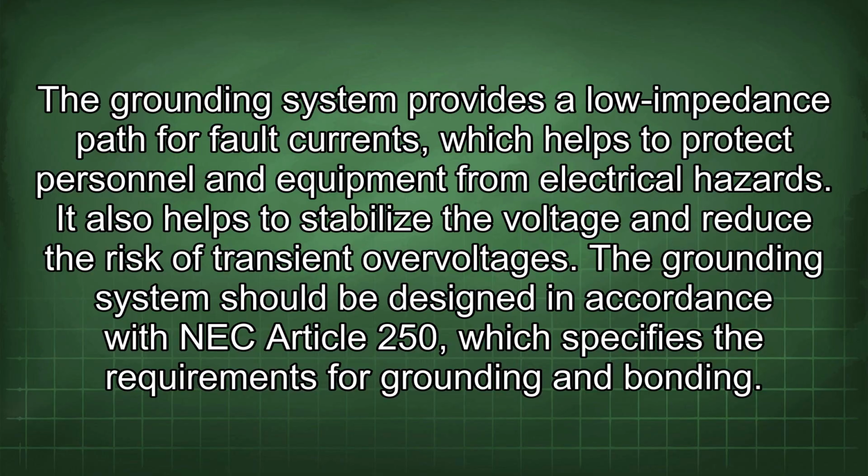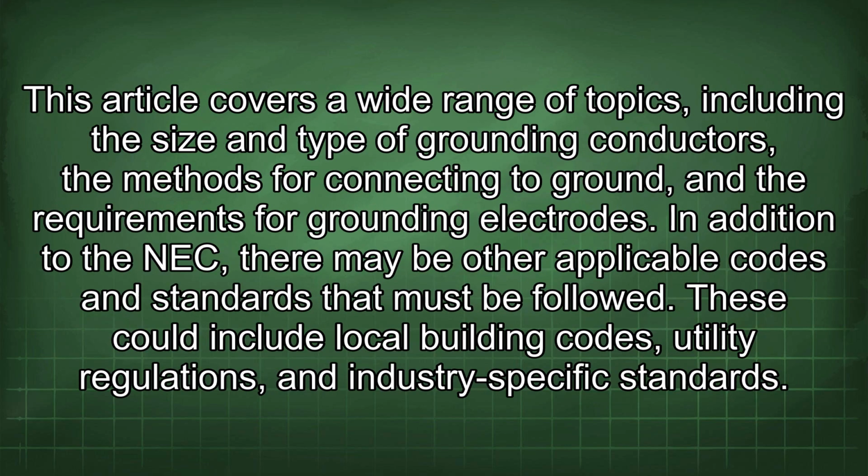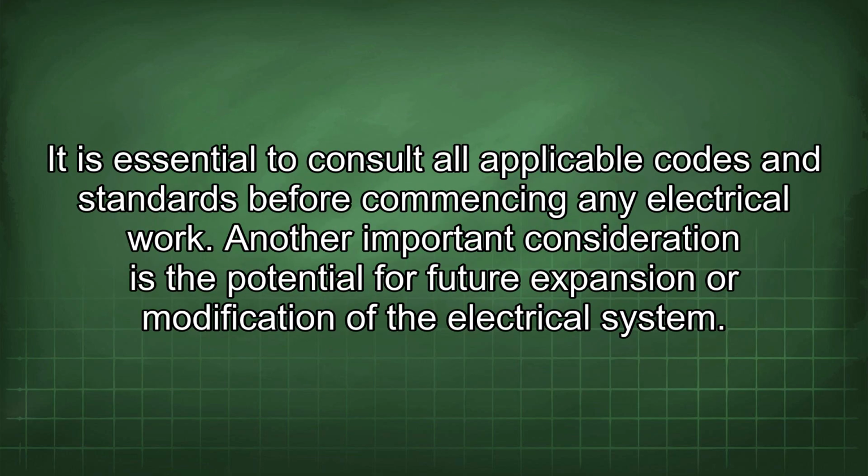The grounding system should be designed in accordance with NEC Article 250, which specifies the requirements for grounding and bonding. This article covers a wide range of topics, including the size and type of grounding conductors, the methods for connecting to ground, and the requirements for grounding electrodes. In addition to the NEC, there may be other applicable codes and standards that must be followed. These could include local building codes, utility regulations, and industry-specific standards. It is essential to consult all applicable codes and standards before commencing any electrical work.